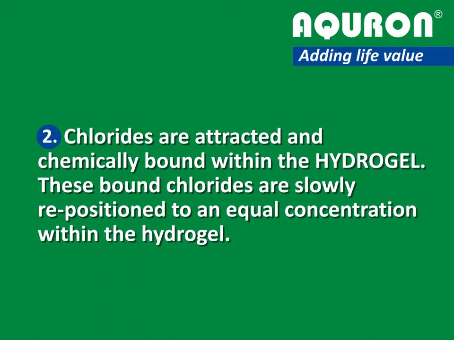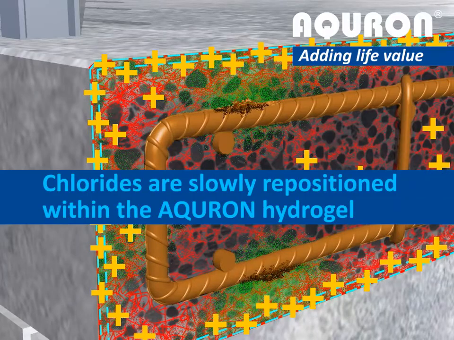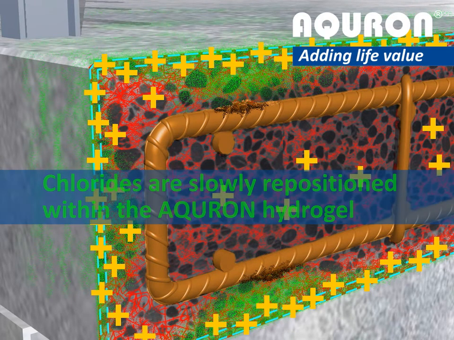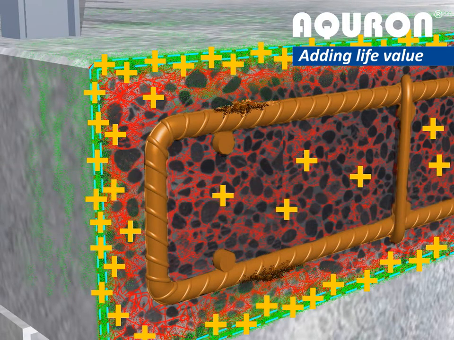These bound chlorides are slowly repositioned to an equal concentration within the hydrogel and/or purged to the surface as shown here. This may happen over a period of time. Along with the natural environment washing cycles, these chlorides are further washed from the surface of the concrete.